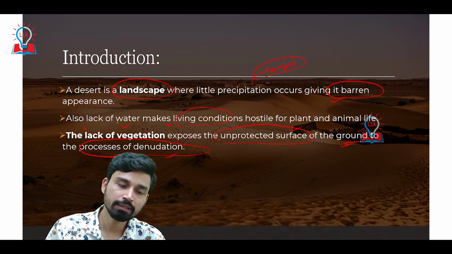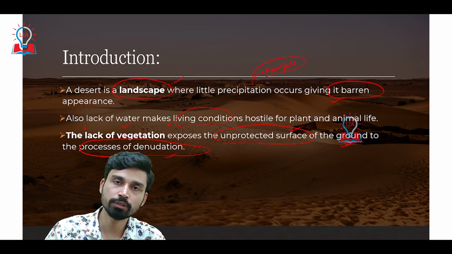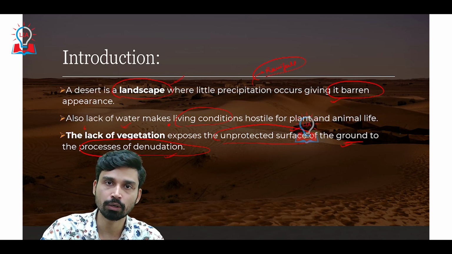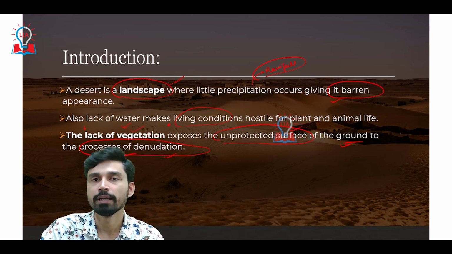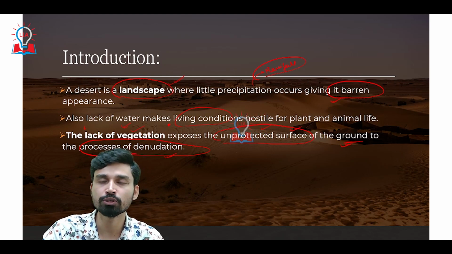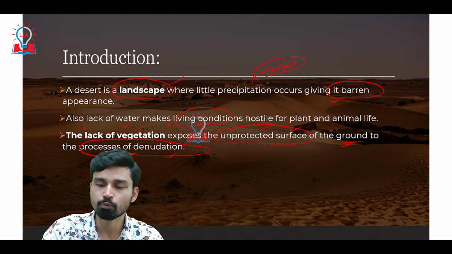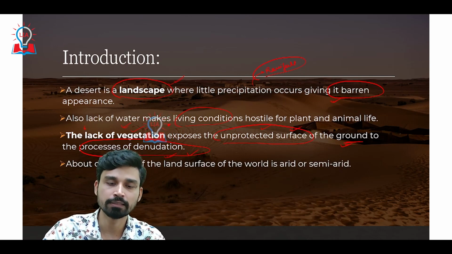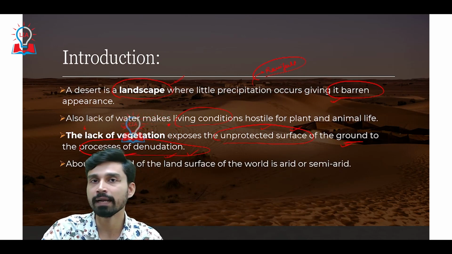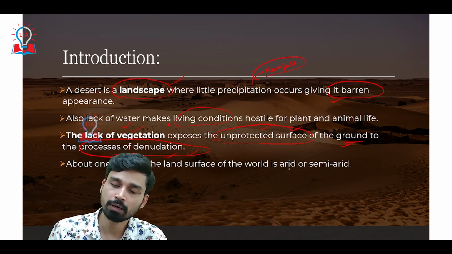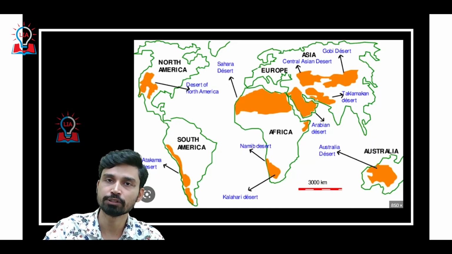Since precipitation is very low in the desert areas, the density of natural vegetation will be quite low, and since there is a lack of natural vegetation, the unprotected surface of the desert is exposed to various agents of erosion, exogenous forces acting on the desert surface, such as the movement of winds and water. Due to this we see a continuous process of denudation in the desert regions. If you look at the entire land surface of the earth, almost 30% of the land surface comes under the arid or semi-arid region.